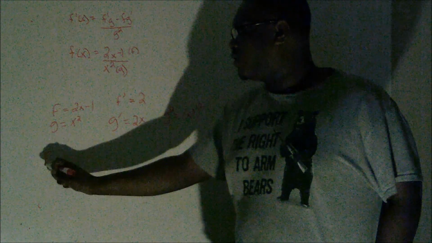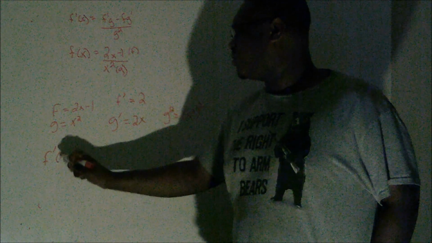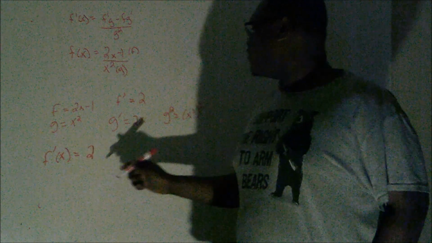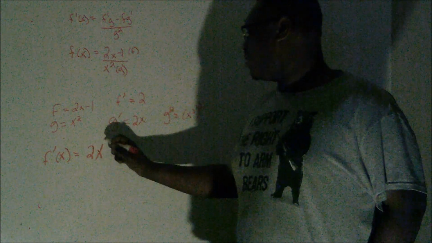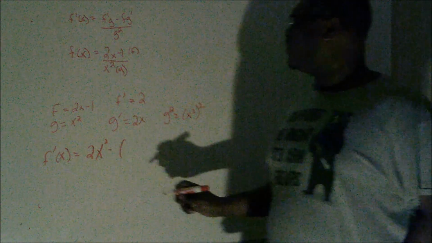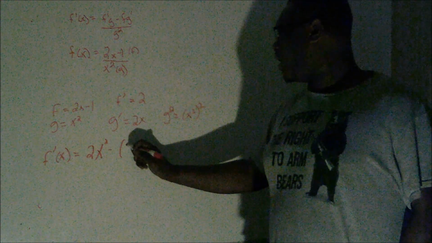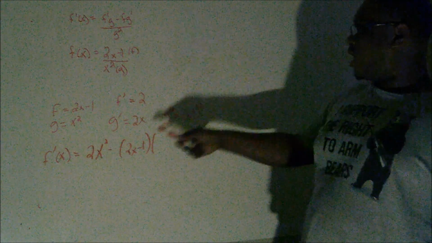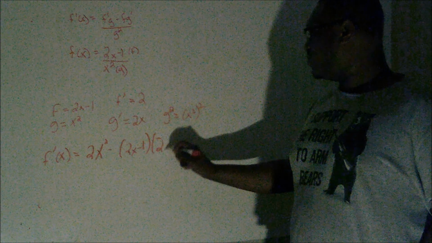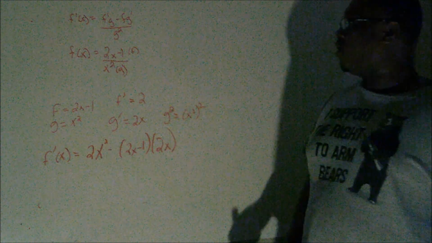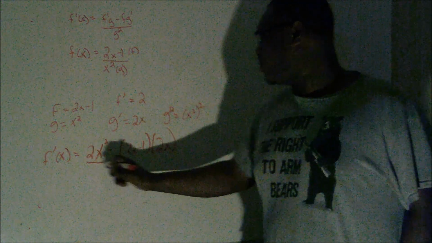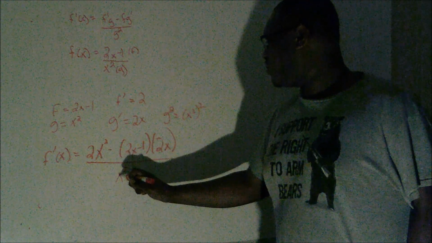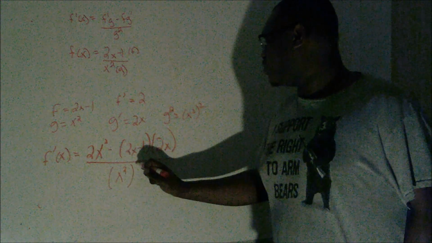So we have f prime of x equals f prime, which we said was 2, times g, which we said was x squared, minus the quantity of f, which is 2x minus 1, times g prime, which we said was 2x, all over g squared. G squared is simply x squared squared.